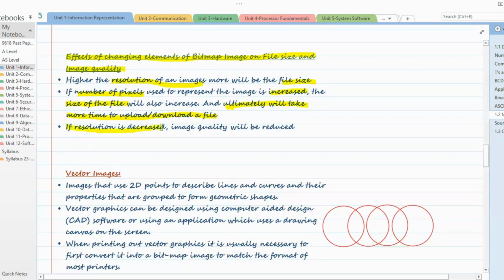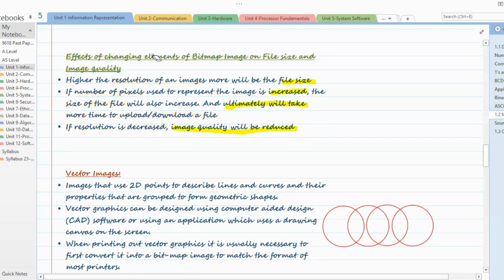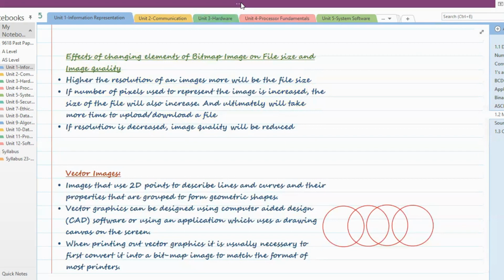Also, if the resolution is decreased, so if you decrease the image resolution, then the image quality will also be reduced. So decreasing the resolution will decrease the quality, increasing the resolution will increase the image quality. So that is how your file size and image quality are impacted.